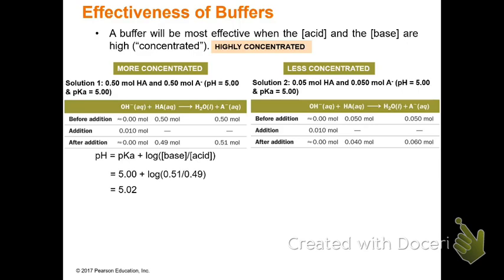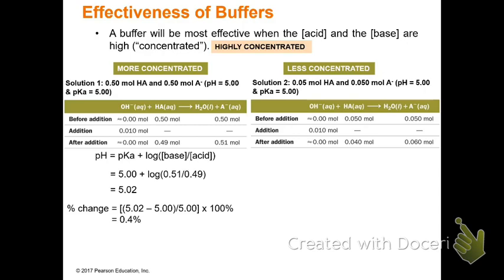Plug the numbers into the calculator and we get a pH of 5.02. So you can see that our initial pH was 5.00. After adding 0.01 of sodium hydroxide, the pH changed only slightly to 5.02. So you can calculate the percent change in the pH here, and we get 0.4%.